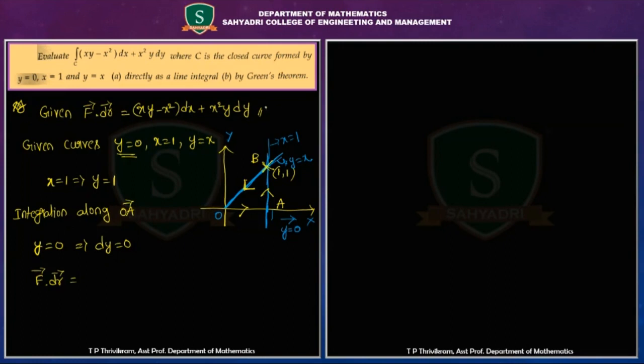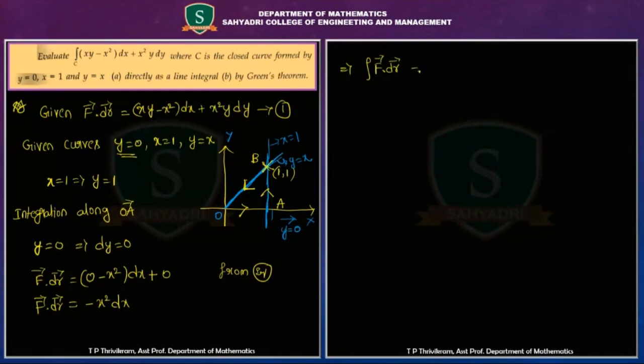Therefore f dot dr, taking this as equation one, we put y equal to zero here. So I'll get zero minus x square into dx, plus zero. This is nothing but minus x square dx. So f dot dr along the OA direction is minus x square dx. Now apply integration with respect to x, integral f dot dr along the curve OA.